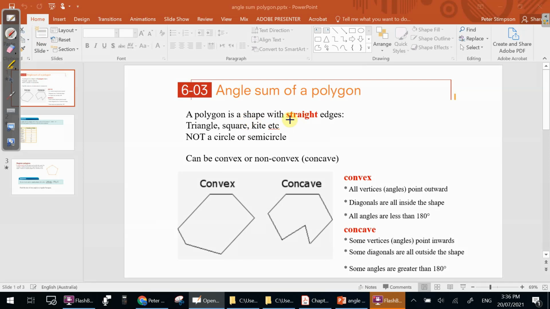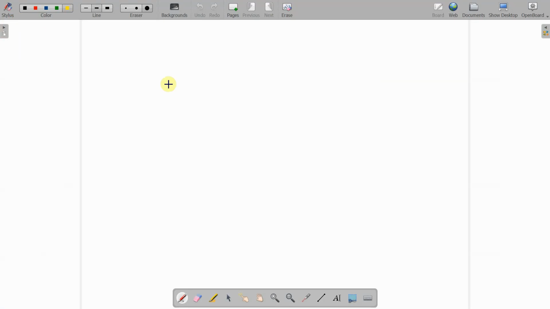it isn't. So you've got to have straight edges. Straight edges like triangle, square, these two are both polygons. Not a circle or a semicircle because they have curved edges.